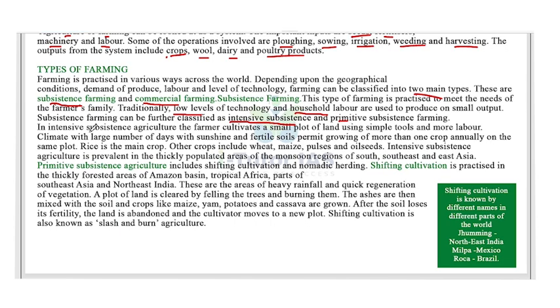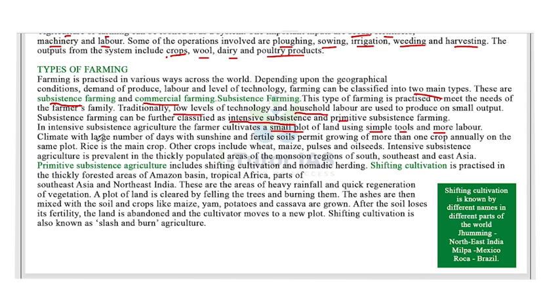In intensive subsistence agriculture, the farmer cultivates a small plot of land using simple tools and more labor. In the first one, intensive subsistence agriculture, farmers cultivate a small plot. Small plot, simple tools, more labor. That is intensive subsistence agriculture.